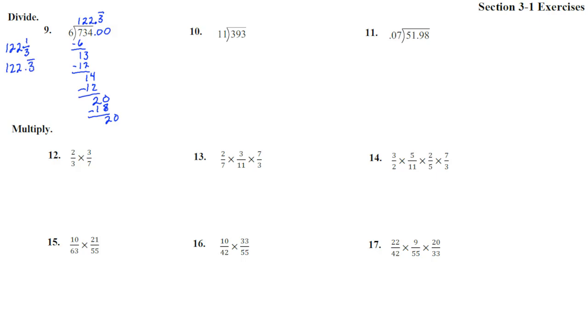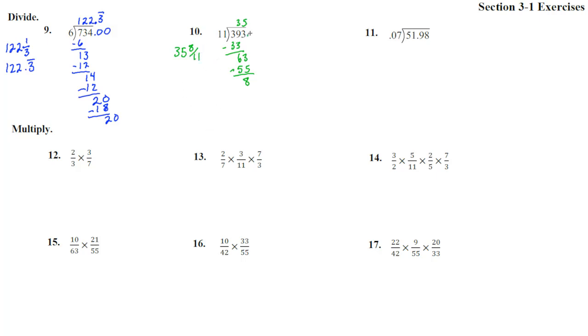Good. Number 10. 11 goes into 393. So 11 goes into 3. Nope. 11 goes into 39. Yes, indeed it does, 3 times. 3 times 11 is 33. Subtract and we get a 6. Drop down the 3, 63. 11 goes into 63 5 times. 5 times 11 is 55. Subtract and we get an 8. So we could leave it as 35 and 8 is the remainder, 11ths.